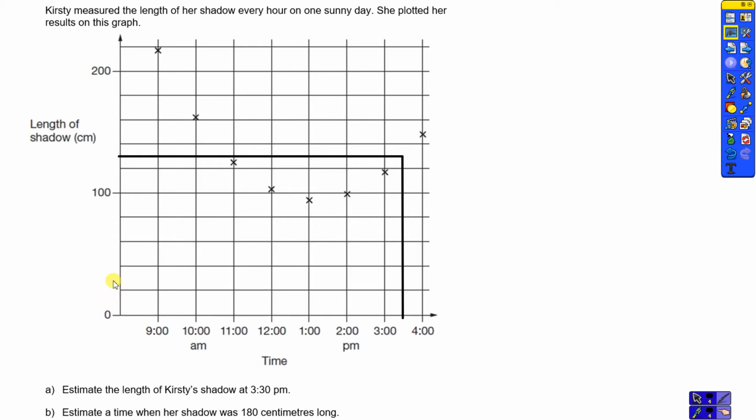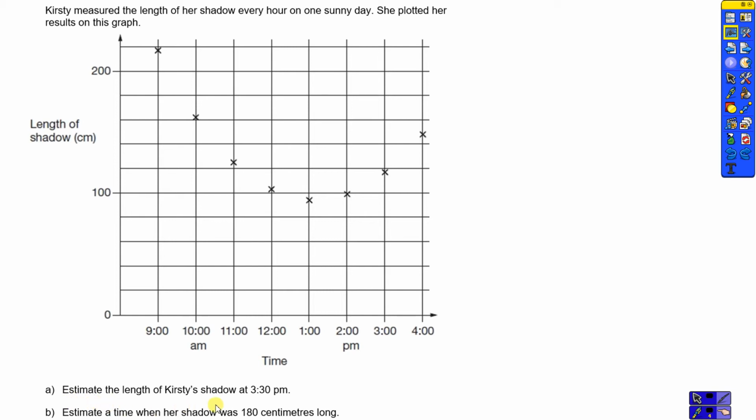So we need to find out what each of these squares represents in length. Now there are 1, 2, 3, 4, 5 squares to get to 100. So 100 divided by 5 is 20. Each of these squares is 20. So we could count 20, 40, 60, 80, 100, 120, and we can see the line is between 120 and 140. So I would estimate the length of the shadow is about 130 centimetres.